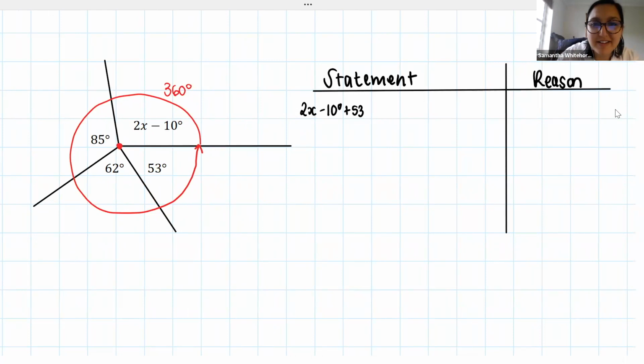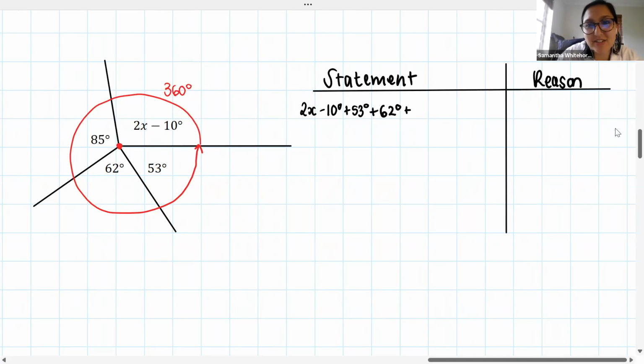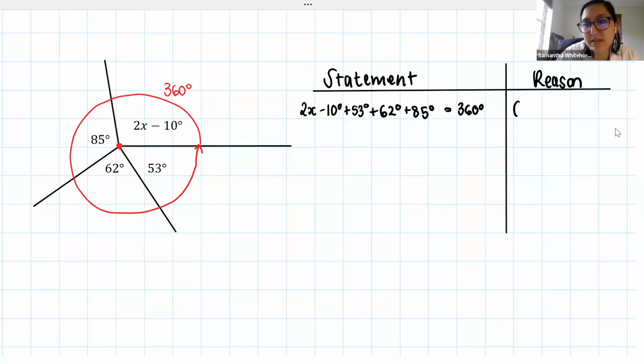We can see though. We can see everything. Okay, so plus 53, plus 62, plus 85 must equal 360 degrees. And my reason, as you guys have said, angles around, you can say round or around, doesn't matter, a point. And you can abbreviate point to PT. Okay, so I'm just going to neaten up this whole left-hand side here. So minus 10, plus 53, plus 62, plus 85 is 190. I'm panicking, 110.